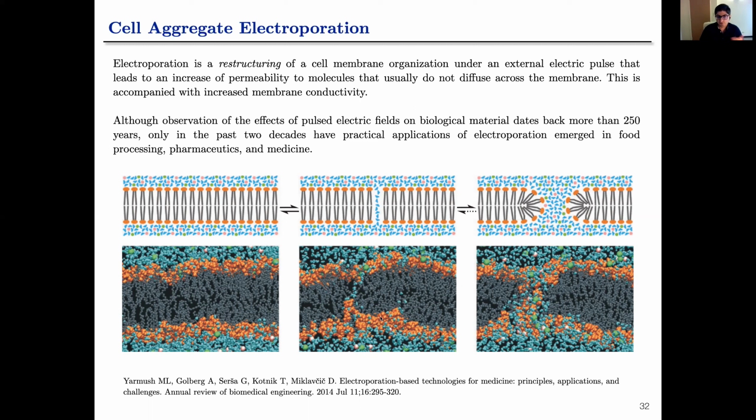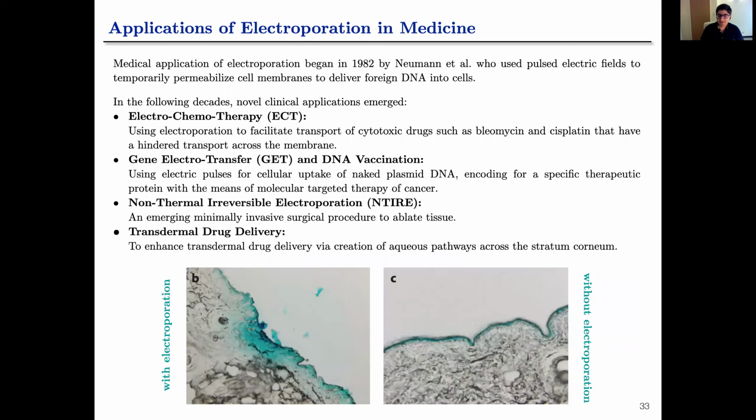Generally, electroporation has, of course, been widely used for 250 years. And in the last 20 or 40 years, people have started to use it in medicine. For example, for electrochemotherapy for cancer treatment, for gene electrotransfer or DNA vaccination, and also non-thermal irreversible electroporation or transdermal drug delivery. I'm just showing an example of transdermal drug delivery, where you have some drug in cyan, and this is some skin of a pig. You apply an electric field, and the drug starts to penetrate deeper than when you don't have an electric field. So it enhances permeability. People use it for transmitting drugs to the body without actually using a needle.